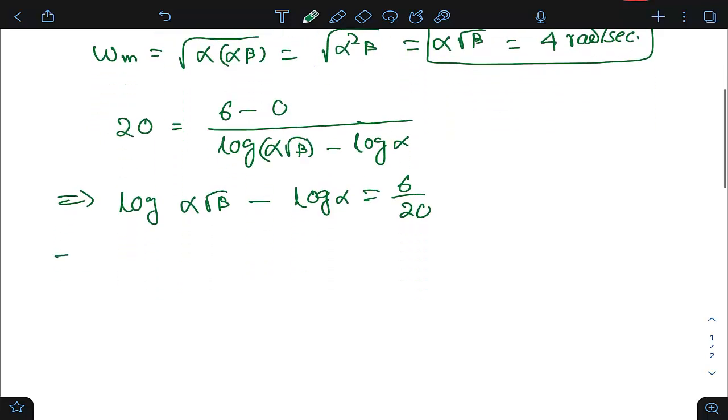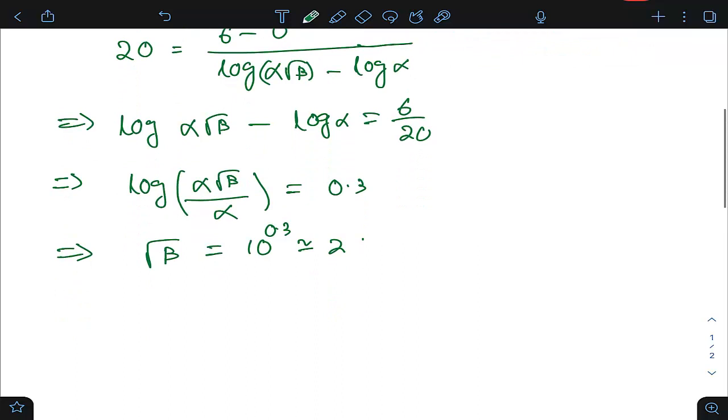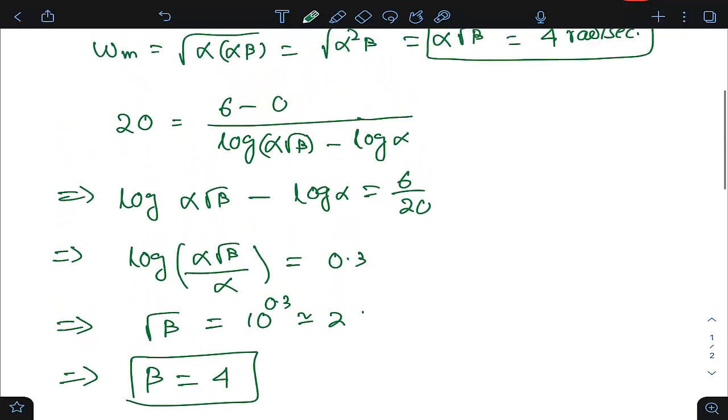So log A minus log B is log A by B. So log of alpha root beta divided by alpha is equal to 6 by 20, which is basically 3 by 10, which is 0.3. So alpha cancels out. So square root of beta is equal to 10 to the power 0.3. If you check it out, this comes as approximately 2. So if square root of beta is 2, naturally beta is 2 squared, which is 4. So beta is equal to 4.